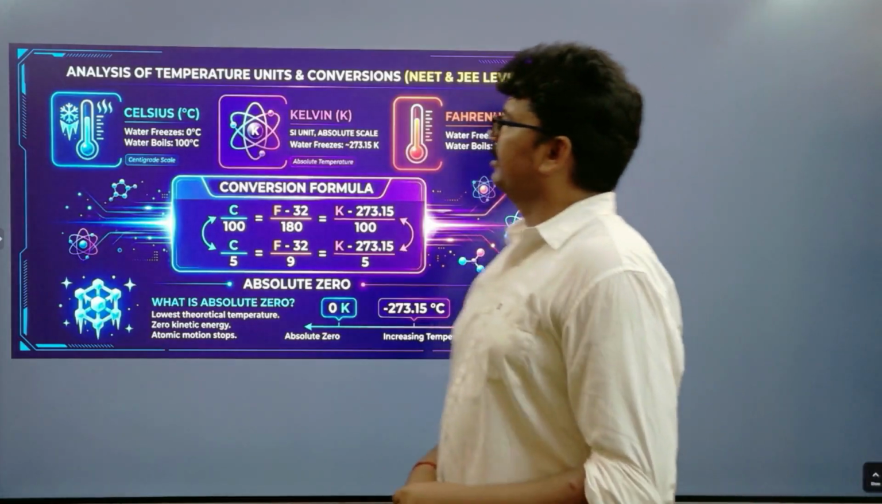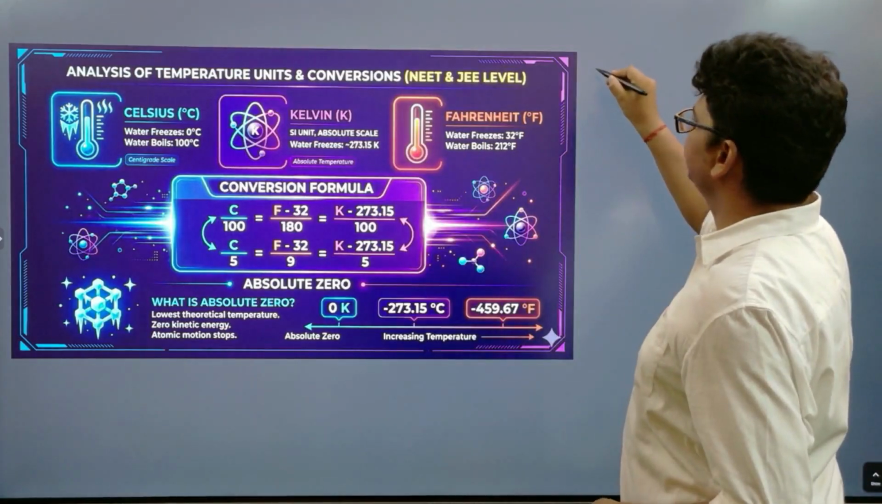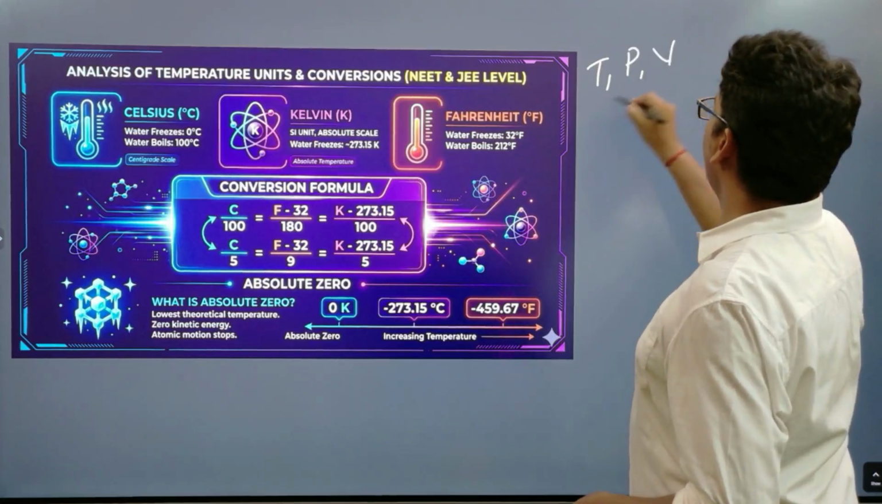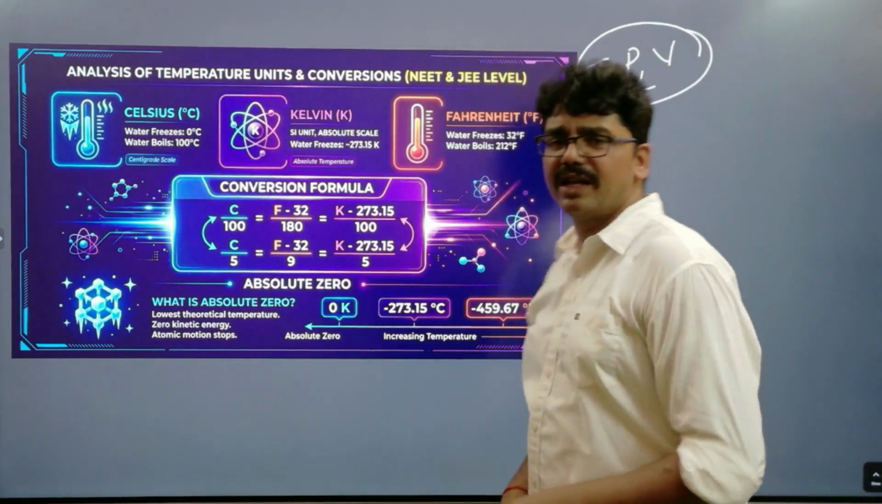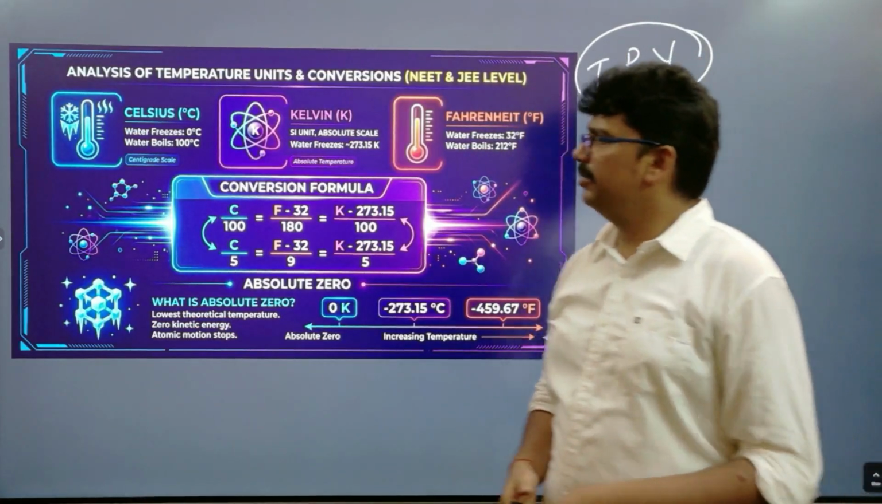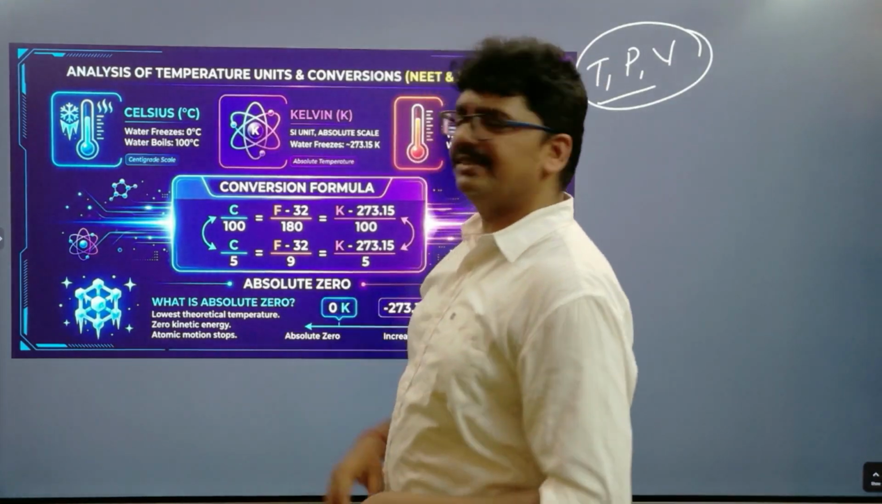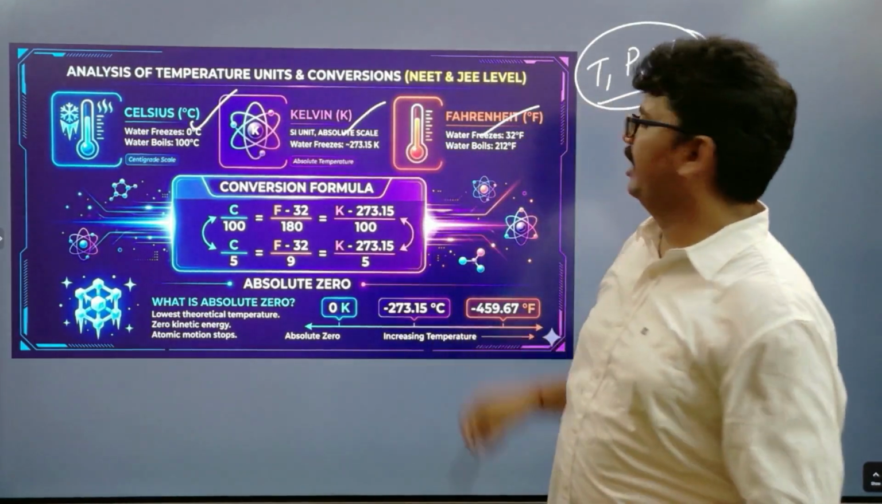Now, unit conversions. Here we have to study temperature units, pressure units, volume units. There are different units and conversions are very important in mole concept and other physical chemistry problems in chemistry. Right. Now coming to temperature. So there are three different scales: Celsius, Kelvins and Fahrenheit.